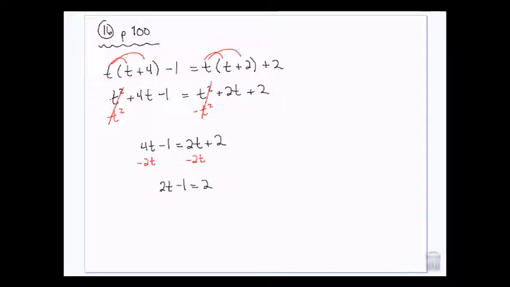2t minus 1 equals 2. Add 1 to both sides, and I get 2t equals 3. And then you go, oh my god, that doesn't divide. That's okay. Watch what happens. Leave it a fraction. You don't have to do anything with it at all. Fractions are perfectly acceptable answers.